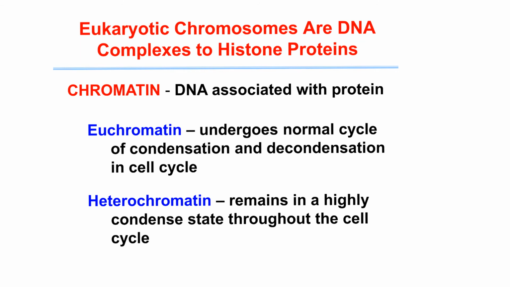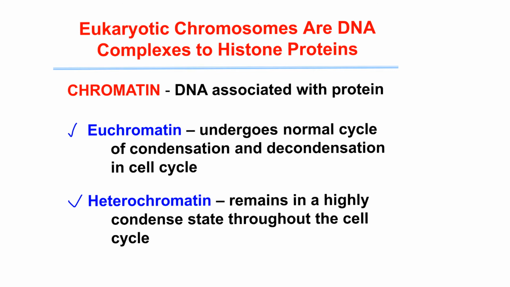Now, what is chromatin? Chromatin refers to DNA plus protein. Eukaryotic DNA is closely associated with protein, and the structure where you have DNA and protein is called chromatin. There are two basic kinds of chromatin, euchromatin and heterochromatin. Euchromatin is one which undergoes the normal cycle of condensation and decondensation during the cell cycle. Euchromatin is where you find most of the genes which encode proteins that are expressed at a certain time of the cell cycle or cell life.